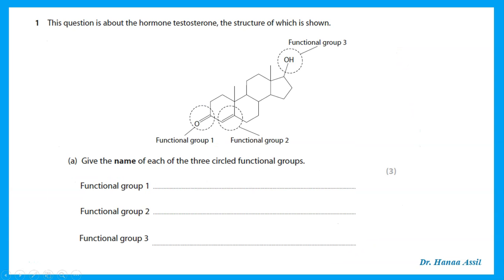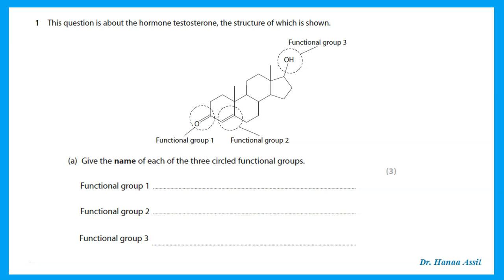So let's take a look at the questions. This is the first question. This question is about the hormone testosterone, the structure of which is shown, and we're asked to give the name of each of the three circled functional groups.